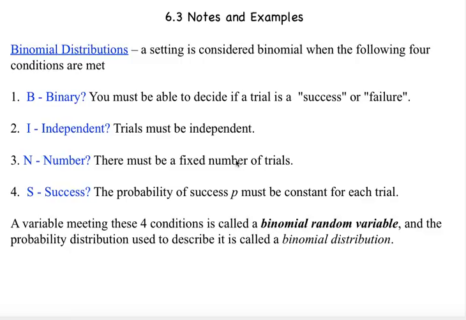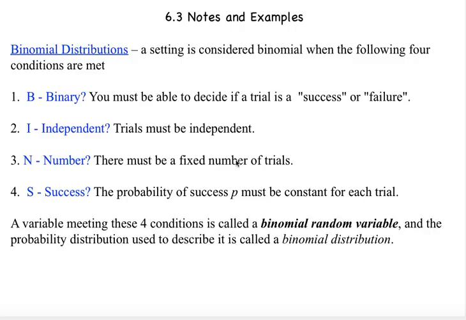Right. These are notes for section 6.3. We are still in chapter 6. We're still talking about probability. It's just a different kind of probability. And I think you're going to find that these are the easiest kind of probability. So we're going to hope that the AP test gives us binomial probability questions.